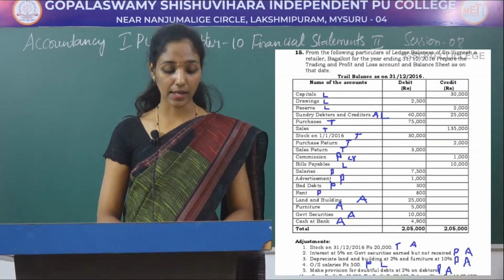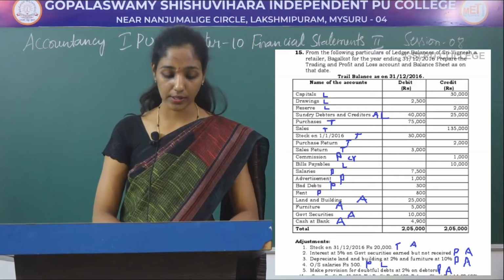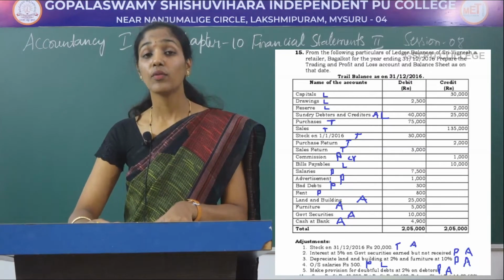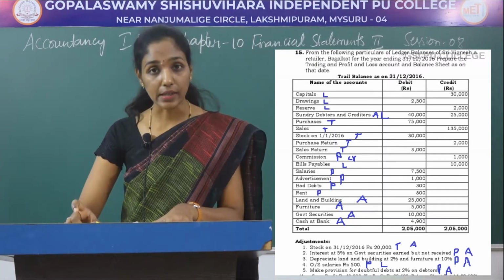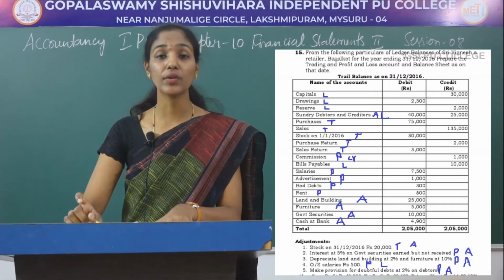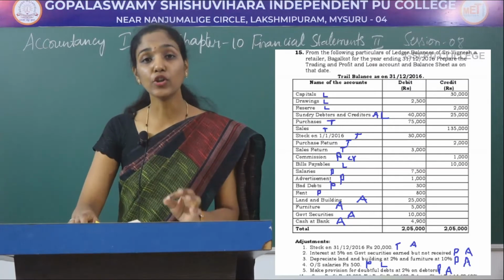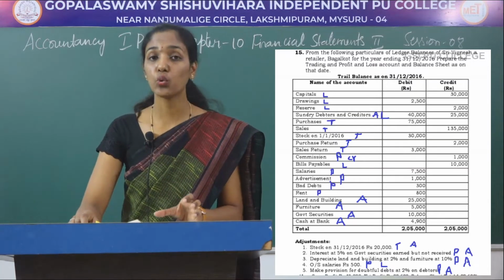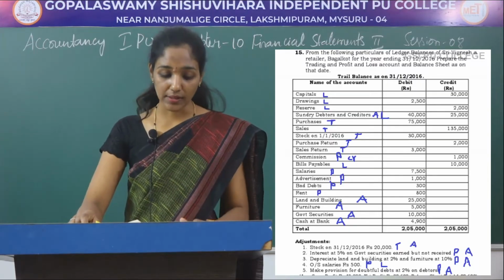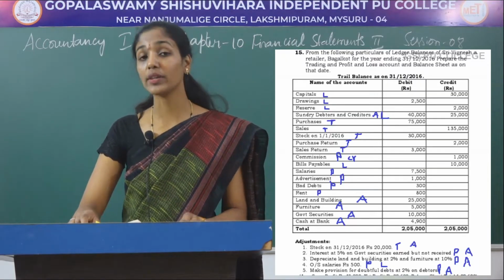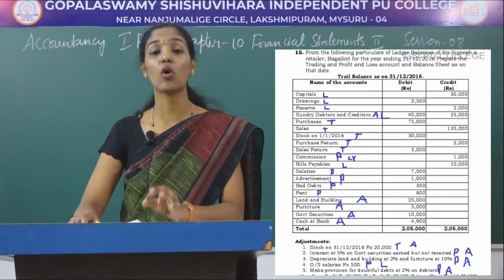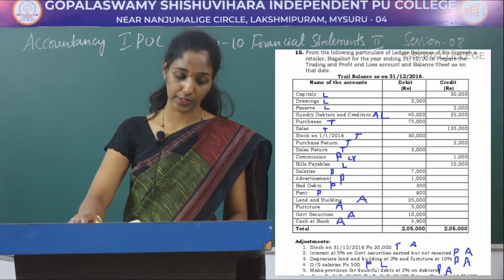The next, interest at 5% on government securities earned but not received. There are some incomes which is earned during the current year but have not been actually received by the end of the same year. Then it will be called as accrued income. So this transaction should be recorded on the credit side of the profit and loss account, and it will be appeared on the asset side of the balance sheet.